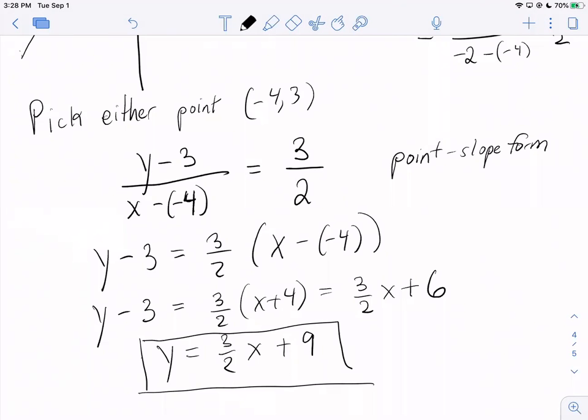Oh, the 3/2 x plus 6, it comes because I distributed the 3/2 across. So the 6 comes from 3/2 times 4.